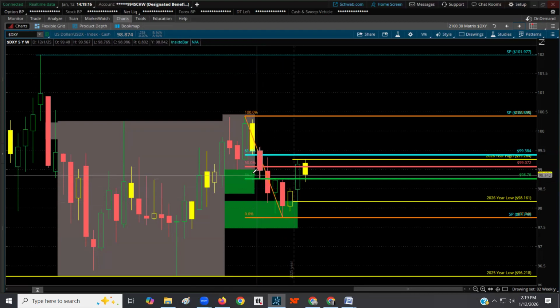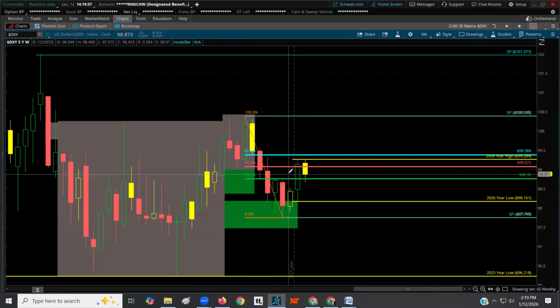green, the blue, the green, the red, and the blue. The red is not a Fibonacci number, it's just midpoint. So last week we came up, tested midpoint, closed above it. That means halfway of this trend, we closed above it. And current week, which is just today, Monday, inside candle.